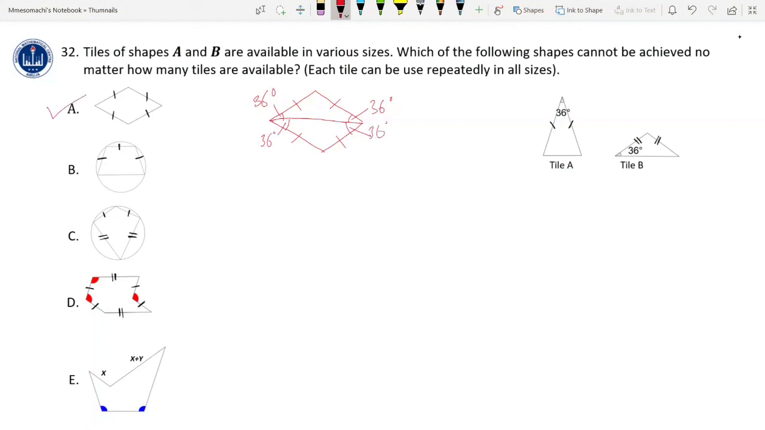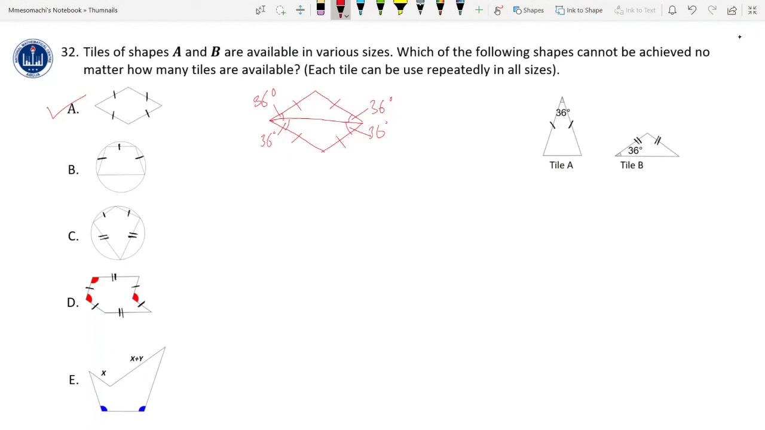Okay, so let's look at tile B. Tile B, we have a cyclic quadrilateral with 3 consecutive sides equal. Okay, so 3 sides equal because any 3 sides will form the consecutive sides in the quadrilateral. And so the question is, how can we form this using these 2 tiles? So what are the things you know about cyclic quadrilaterals?